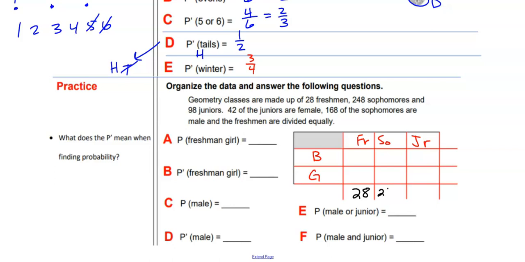There are 248 sophomores, and there are 98 juniors. I think this example was made when we taught geometry to mostly sophomores, and now it's mostly freshmen, but that's okay.